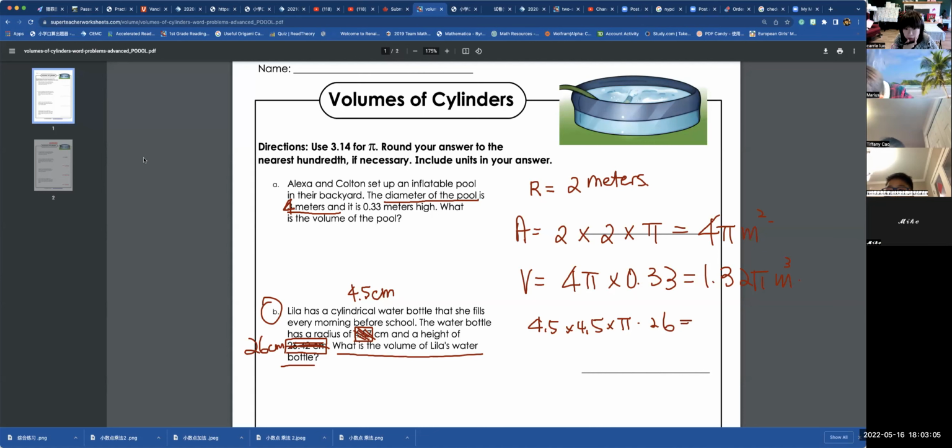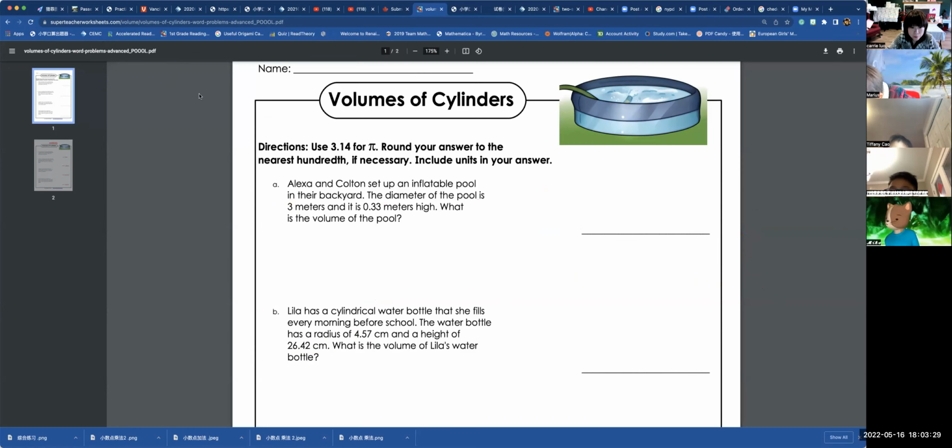Just need a little bit of calculation correction, okay? So 4.5 times 4.5 equals what? Equals 20.25 times 26. So the answer is 526.5 centimeter cube. Okay, so everybody, I hope you understand this one well.